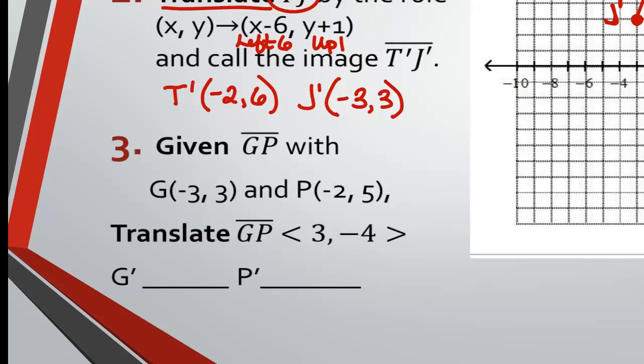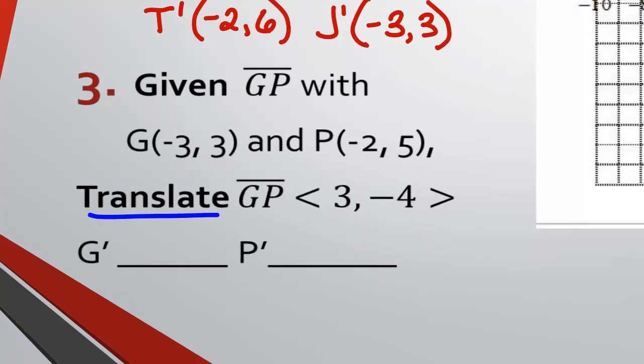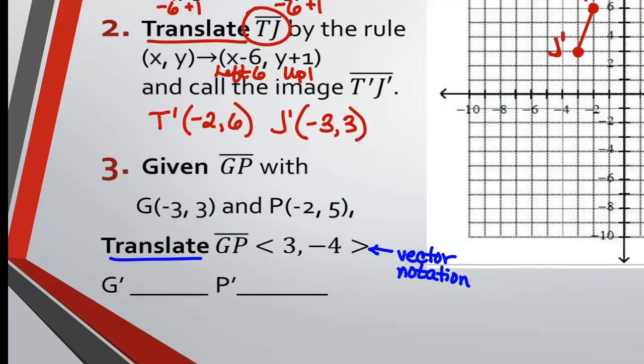Number 3, we didn't have to graph this at all. They tell me where the points G and P are, and then it says to translate segment GP using this. This is vector notation. We talked about this Friday before break. It gives me the exact same information as the notation up here in number 2, where it had x minus 6 and y plus 1 inside parentheses. I don't have parentheses here. I have these angled brackets. And when I see those angled brackets, I know it's telling me my x's are going to change by this much and my y's are going to change by this much.